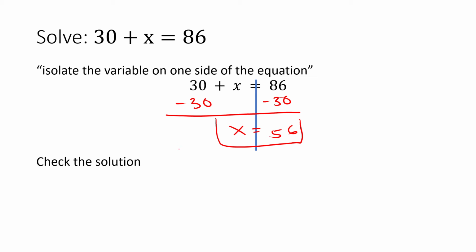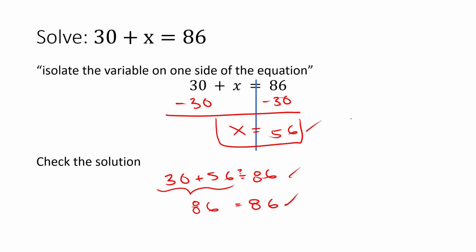Of course, check your solution. 30 plus 56 is equal to 86, question mark. Well, let's find out. 30 plus 56 does give you 86. That means 86 is equal to 86. That means our solution is correct.